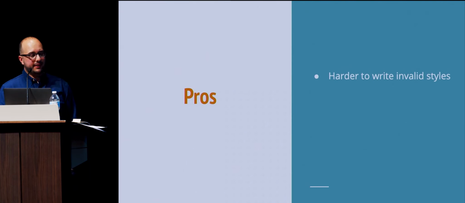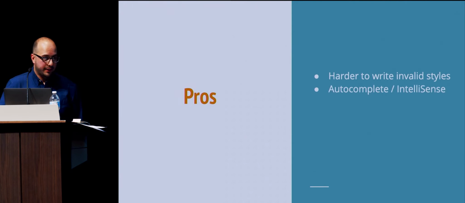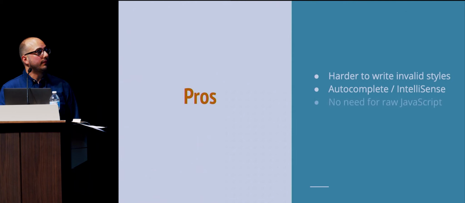So some pros about this. It makes it a lot harder to write invalid styles. So you can't say something like color 4 pixels or something like that, that just wouldn't compile. All of that stuff is type checked, right? So it's statically typed, and you get a lot of guarantees. And as a result, since it's all values, you get some nice autocomplete, and you get some nice IntelliSense as well. And there's no need for raw JavaScript.